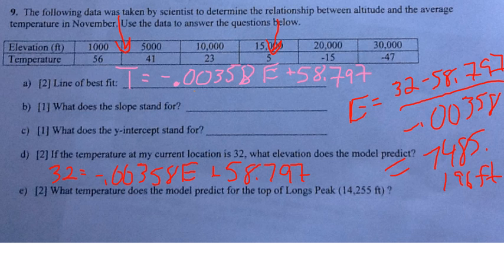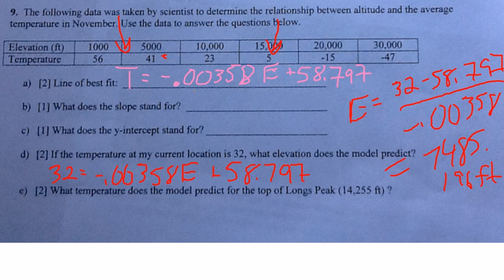And then you should also ask yourself, does that make sense, right? If I look at the model, 32 would be somewhere in between these two temperatures, the 41, the 23. Does that fit my elevation in between the 5,000 and the 10,000? Yeah, 7,485 is almost smack in the middle of the 7,000 and the 4,000.